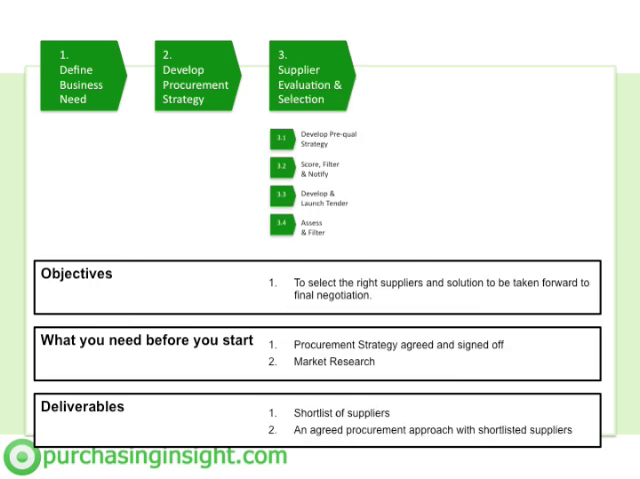Stage 3, supplier evaluation and selection. The objectives of this stage are to select the right suppliers and the solution to be taken forward to the final negotiation. Before you start this stage, you need to make sure you've completed the previous stages and have a procurement strategy agreed and signed off, and have detailed market research completed. At the end of this stage, you will have a short list of suppliers and you'll have an agreed procurement approach with those suppliers.